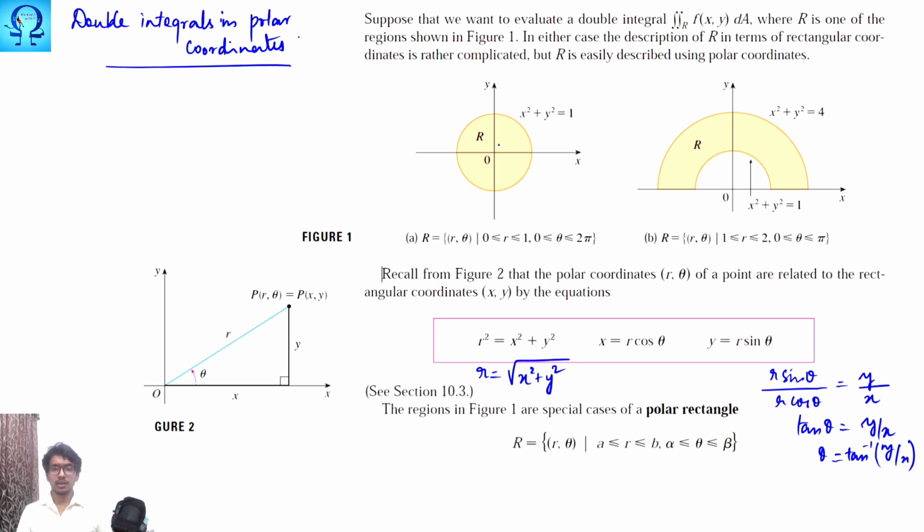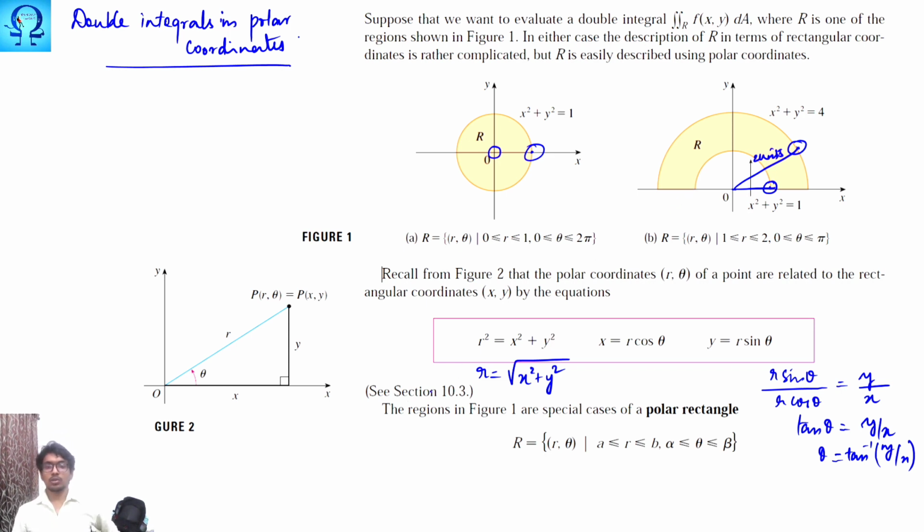If you notice here, your radius varies from 0 to 1, and your theta varies from 0 to 2 pi. Here, if you come to figure 1b, your radius starts at 1. So this is 1 and this is 2, this is 2 units. So your r varies from 1 to 2, whereas your theta varies from 0 to pi.